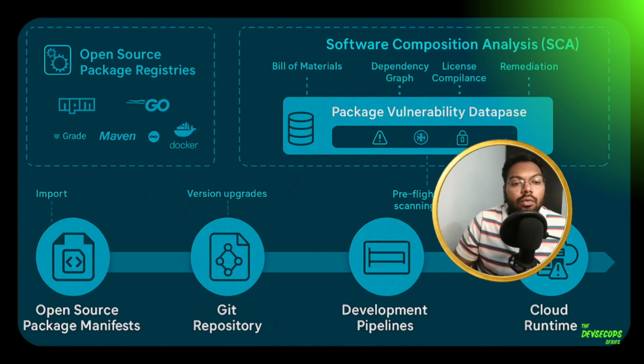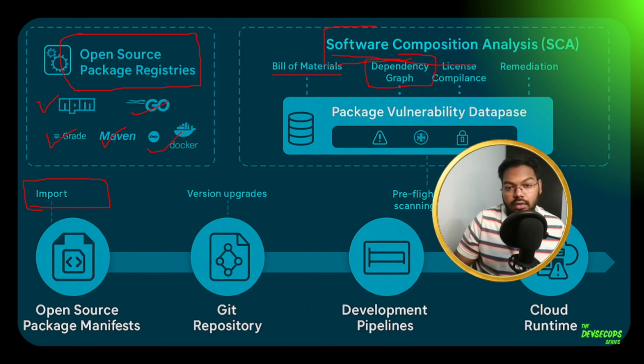So now let's see how SCA fits in. Here you can see open source package registries are used for whatever technologies you are using now: npm, node package manager, Gradle, Maven, Go, Docker, and all these things. You use open source packages. Then what SCA would do is build a bill of materials, as I mentioned, a software bill of materials. Then it would check the dependency graph, as I mentioned, direct dependencies and transitive dependencies.